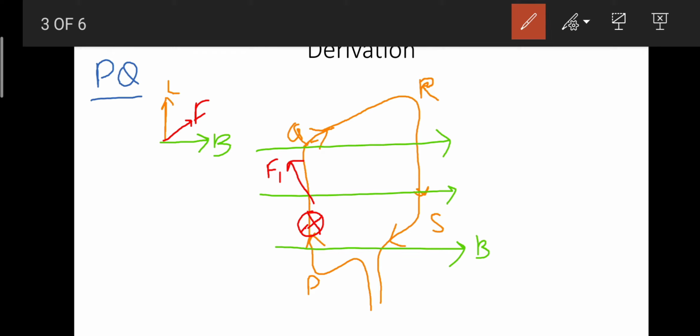Now coming to the next side, RS, we notice that the direction of B is again towards the right side. So using Fleming's left hand rule, I put my forefinger in the direction of the magnetic field, and my middle finger represents the direction of current, which is downward. Now we see that our thumb indicates the direction of the force, and this direction is basically out of the screen or out of the page. So I can draw it like this.